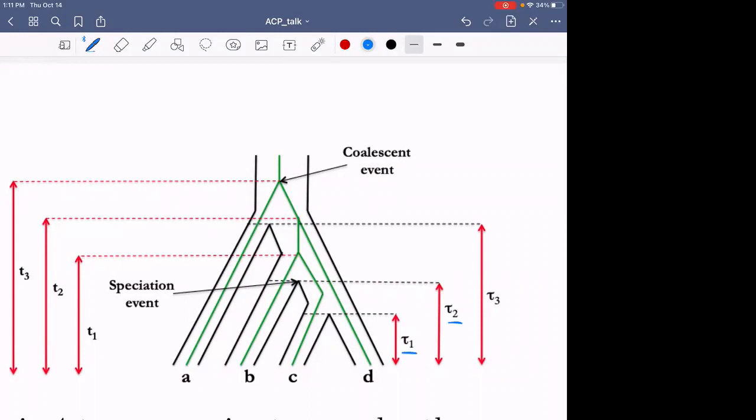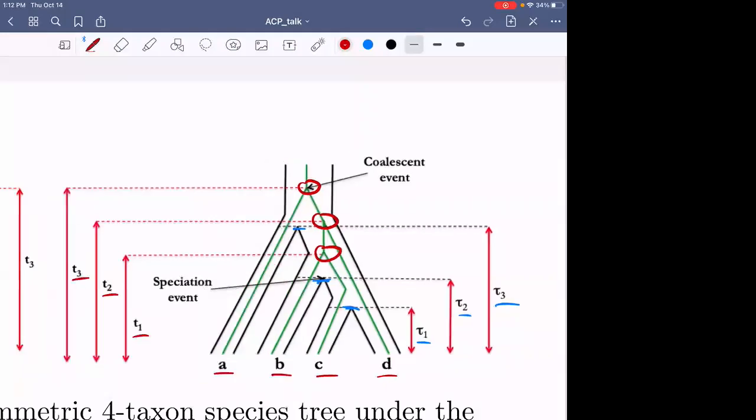These three taus here are the vector of speciation times. So you can see these correspond to the speciation times here, here, and here. And then the three T's, T1, T2, and T3, refer to the times of these three coalescent events. And then we use the lowercase labels A, B, C, and D to describe the different taxa of the species tree.